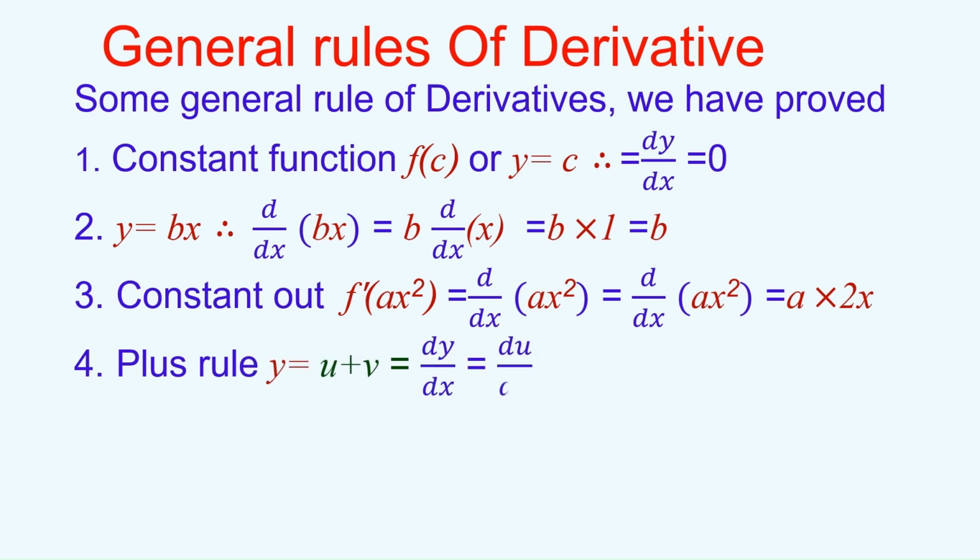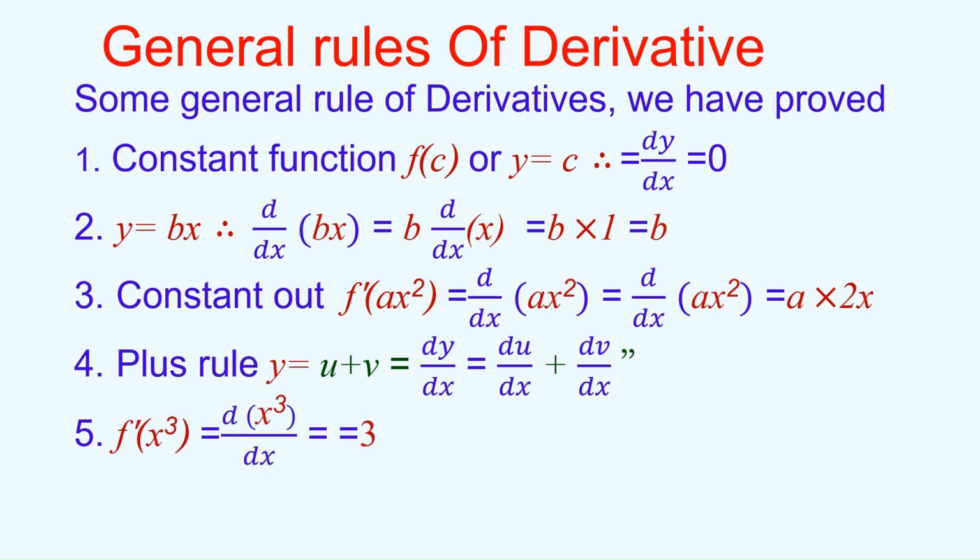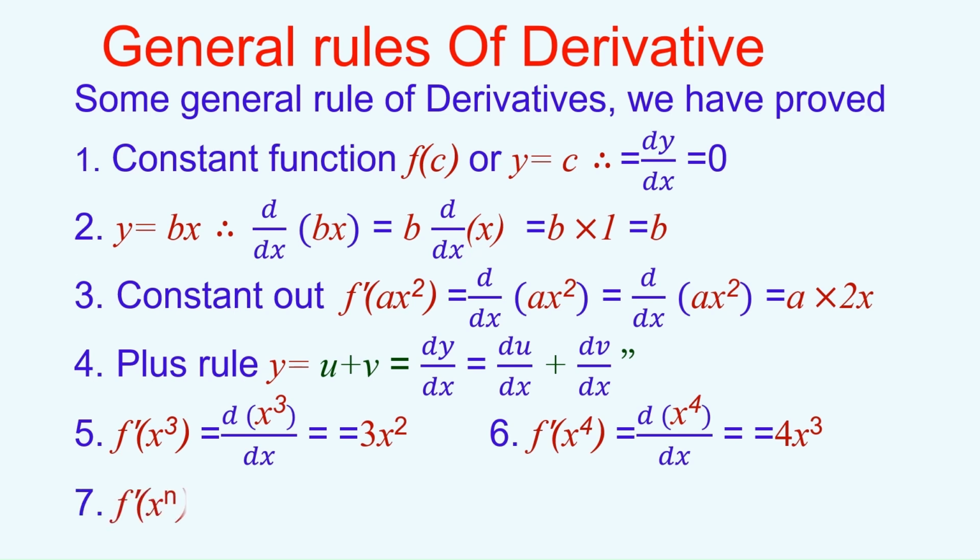4. Plus rule: y = u + v, then dy/dx equals du/dx plus dv/dx. 5. f'(x) of x cubed: d/dx of x cubed equals 3 times x squared. 6. f'(x) of x to the power of 4: d/dx of x to the power of 4 equals 4 times x cubed. 7. f'(x) of x to the power of n: d/dx of x to the power of n equals n times x to the power of n minus 1.